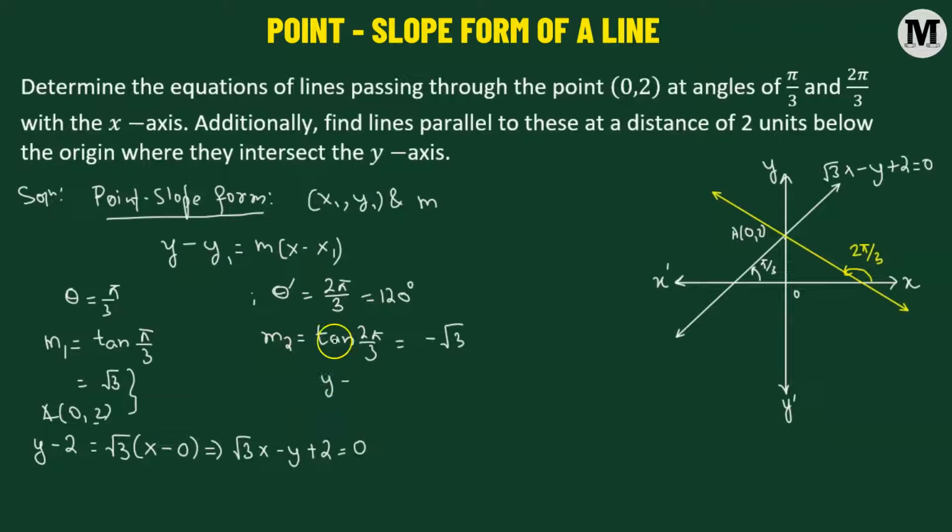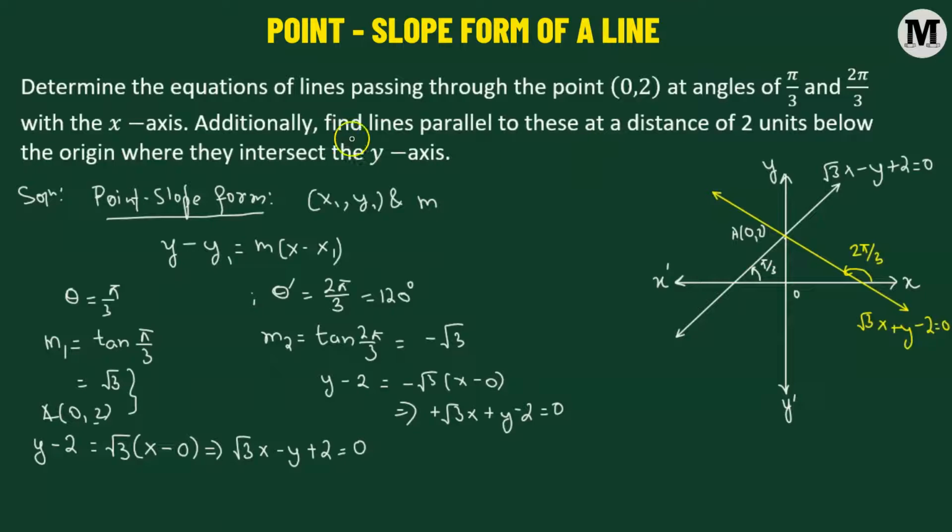Fine. Now we'll substitute these into our point slope form. So we get y minus y1. It's going to be the same point (0, 2), so y1 will be 2. This will be equal to negative square root of 3 times x minus 0. Rearranging the terms, we get the equation square root of 3 x plus y minus 2 equals 0. So this is going to be the equation of the yellow line. Let's write it down: square root of 3 x plus y minus 2 equals 0. Okay, so the first part is done.